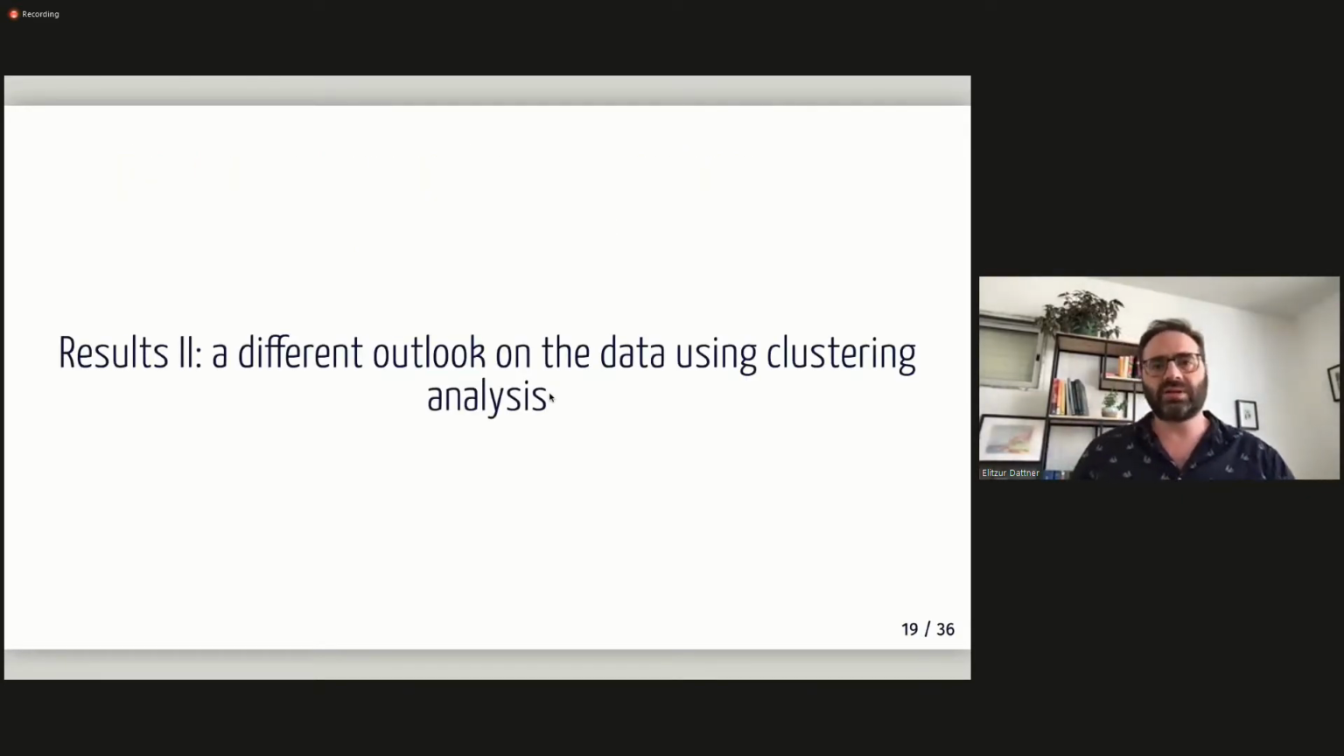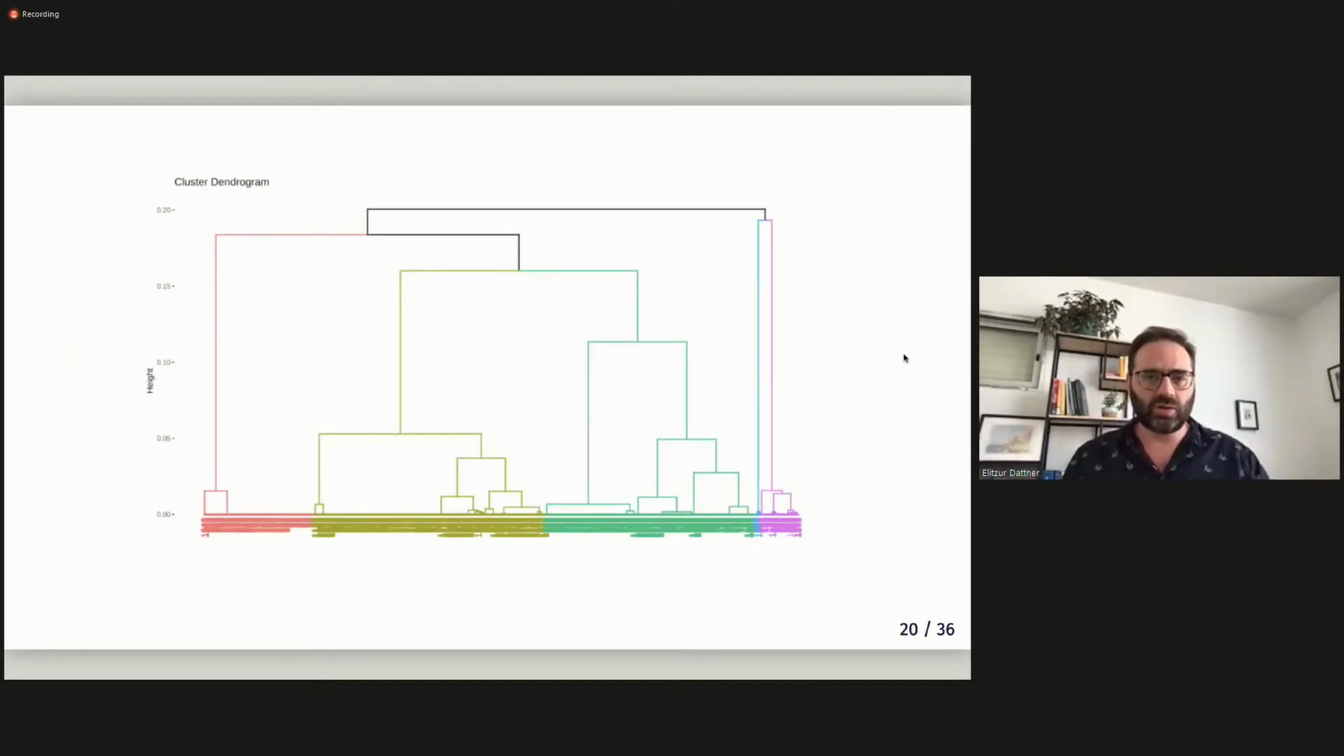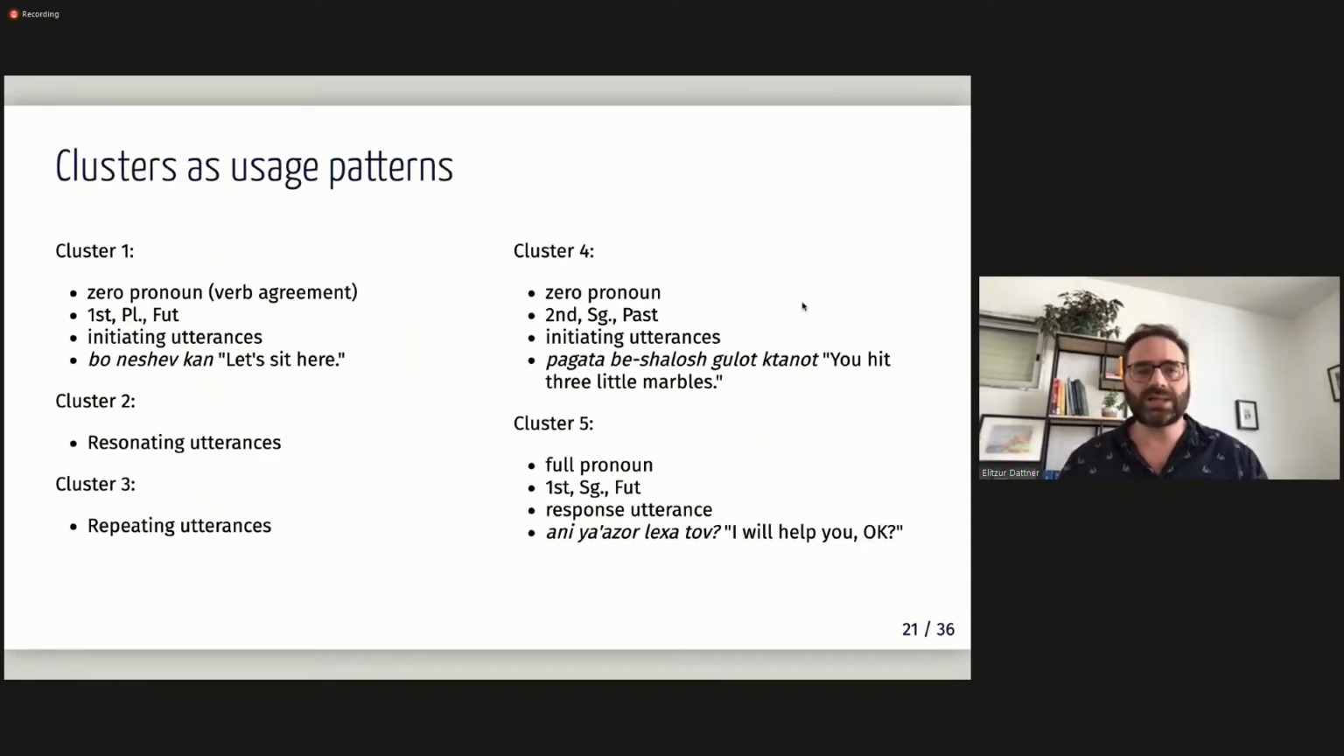So we suggest to look at it from a different outlook using clustering analysis. So we took our data, our corpus, and fed it to a cluster analysis, and here's the cluster dendrogram. And we have 5 clusters of tokens in the data, 5 clusters of utterances that are similar within themselves and dissimilar to other utterances in the data. Okay, so we have the red cluster over here, we have the olive green over here, we have the green over here. So these are 3 big clusters and 2 very small clusters, the blue and the purple over here. And now the question is, how do we interpret these clusters? So we interpret clusters as usage patterns.